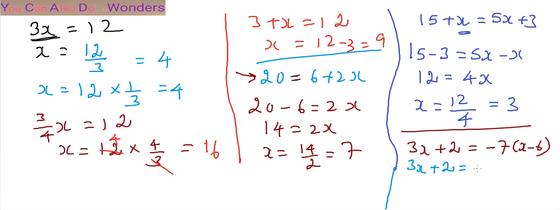So minus 7 into x is minus 7x, minus 7 into minus 6. Here the sign will change, correct, because there is a minus sign outside. The sign of each term will change. The first term is positive and the second term is negative, so the first term will become negative and the second one positive. So 7 into 6 becomes plus 42.